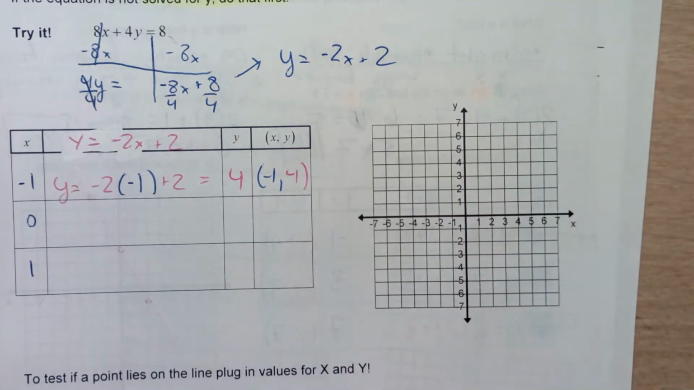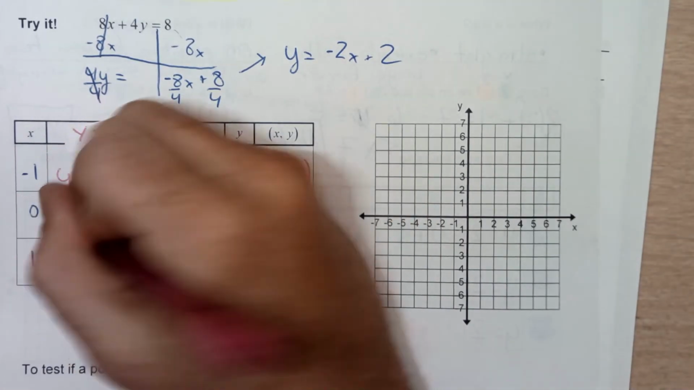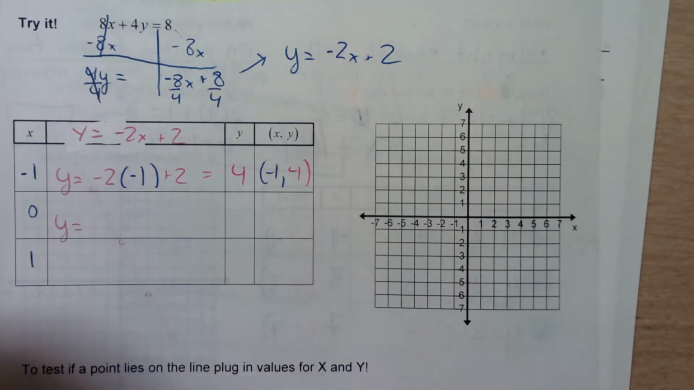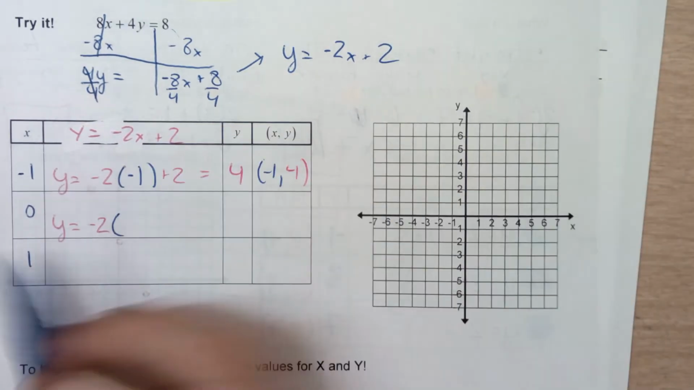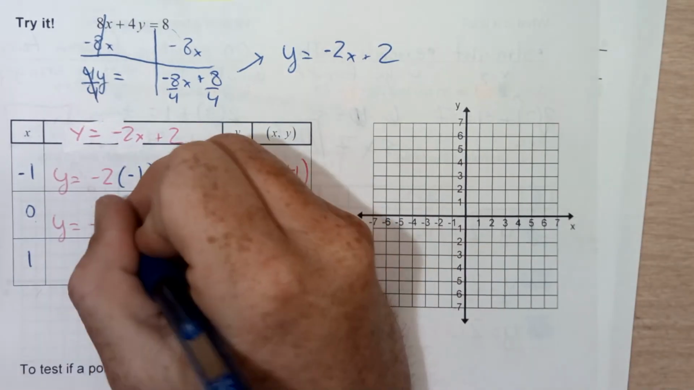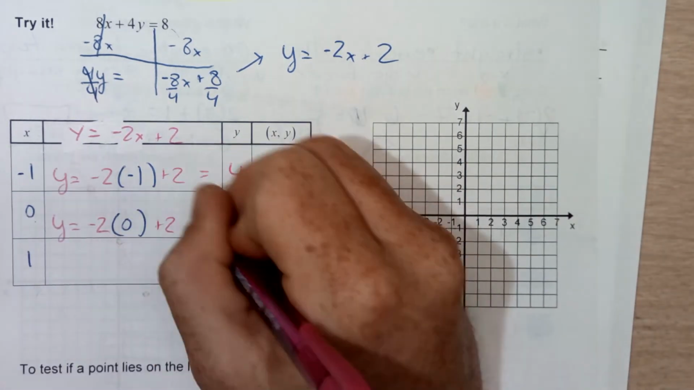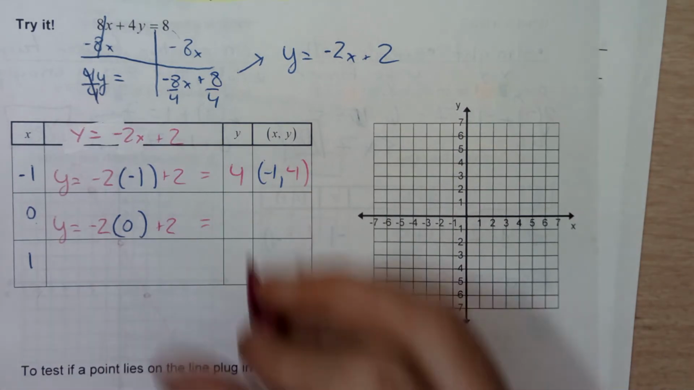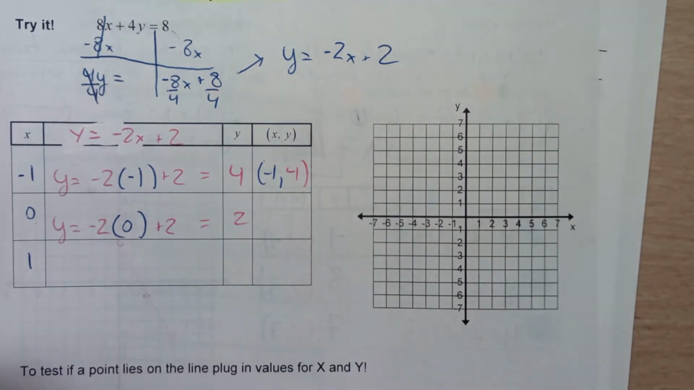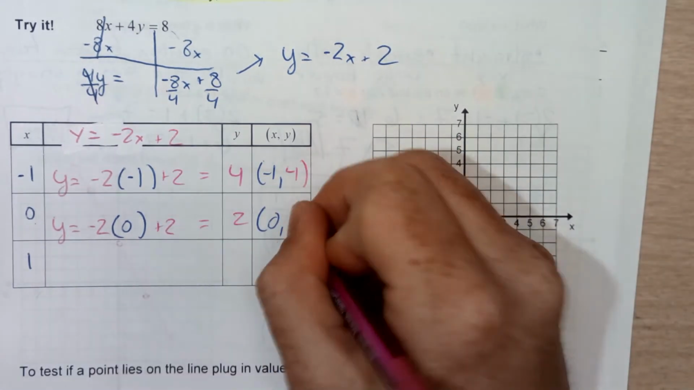Okay, that's my first ordered pair. For my next ordered pair, I'm going to do y equals negative 2, and then in parentheses, I'm not going to put x, because this is our x value now. I'm going to put 0, and then I have plus 2. Negative 2 times 0 is 0, and 0 plus 2 is 2. So my next ordered pair will be 0, comma, 2.